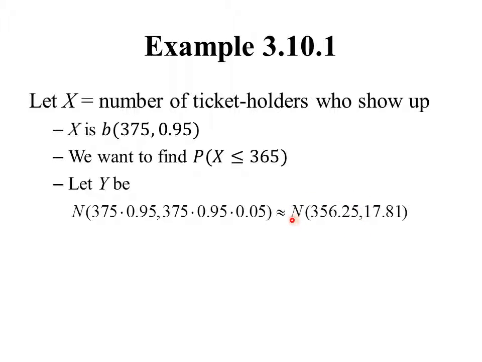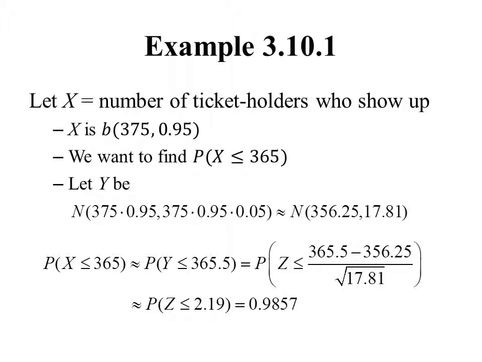But we're interested in more than just the expected number of people who show up. We want to find the probability that 365 or fewer people show up. Using this normal distribution, we're going to approximate it by finding the probability that Y is less than or equal to 365 plus a half. Again, we need to add that half for the continuity correction.